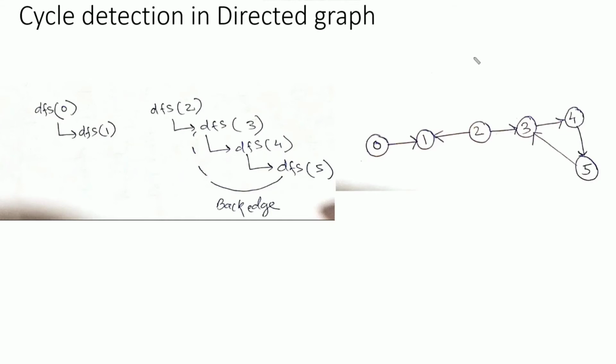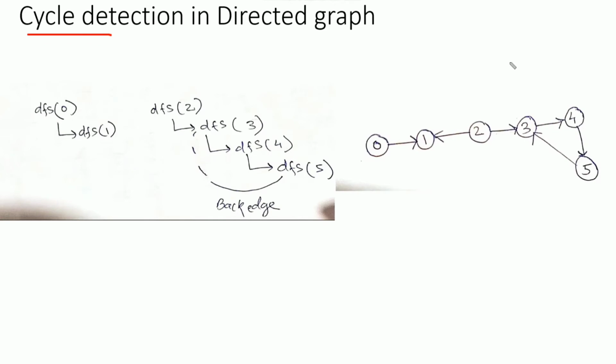In this video, I'll be discussing cycle detection in directed graph. In my previous video, I discussed cycle detection in undirected graph, but right now I'll be discussing it in directed graph. So basically, what is a cycle? Cycle means if we move from one vertex and, using any traversal, we traverse the graph and reach that same vertex, it means that there is a cycle.